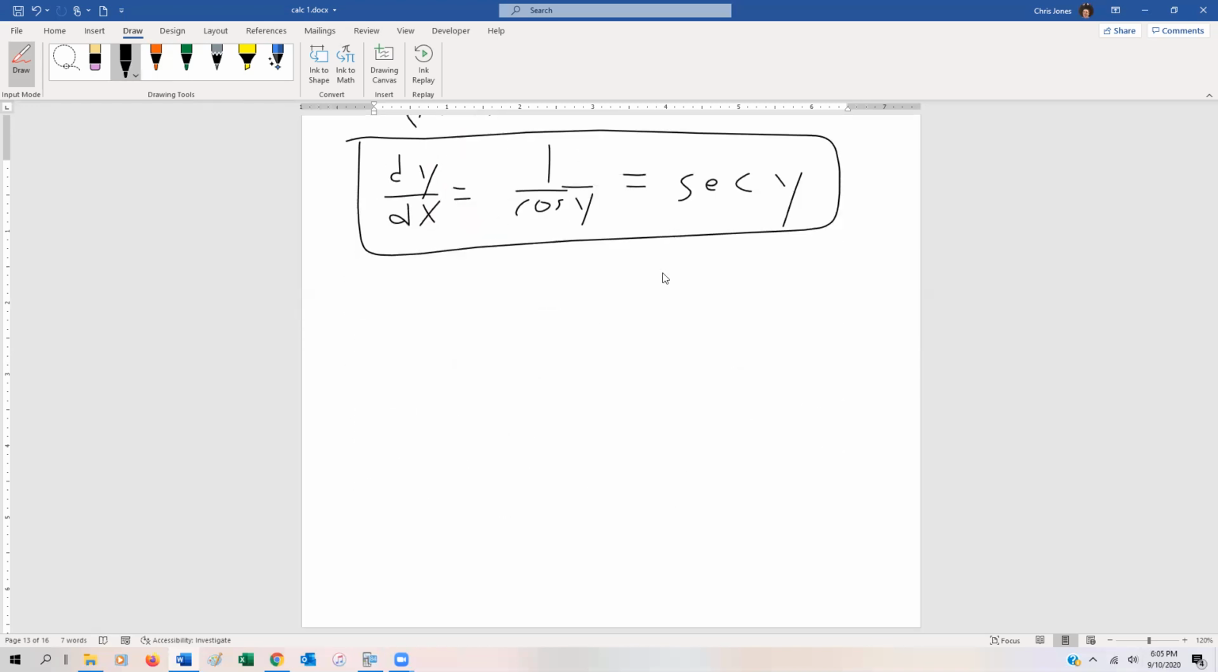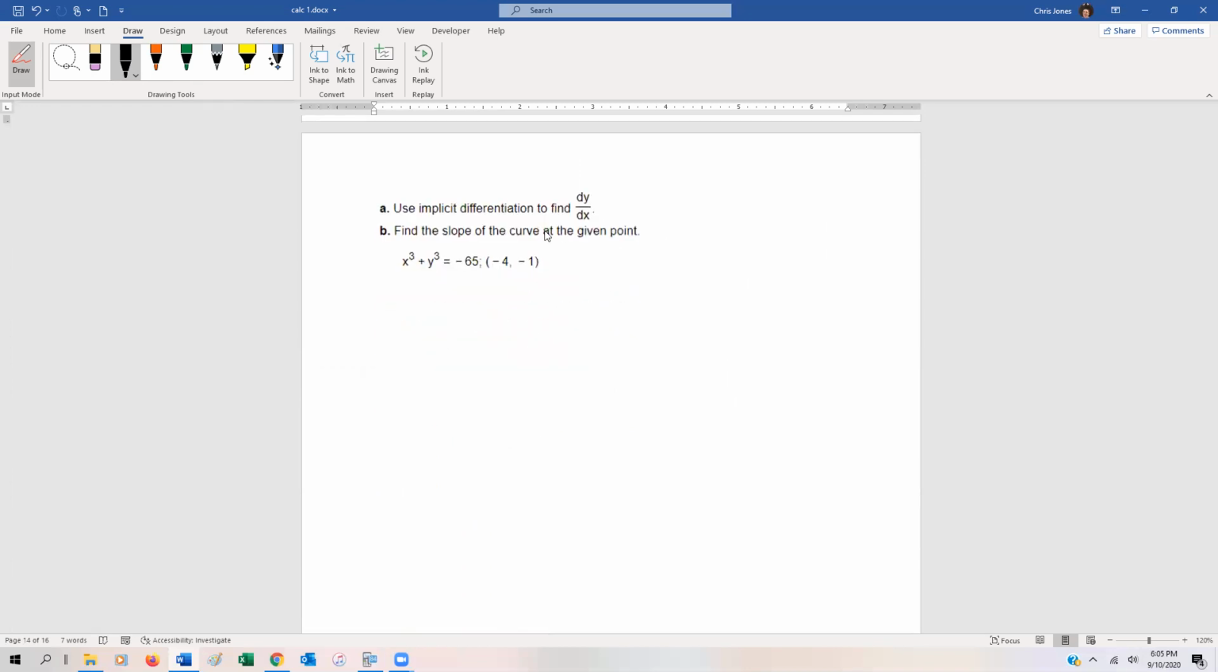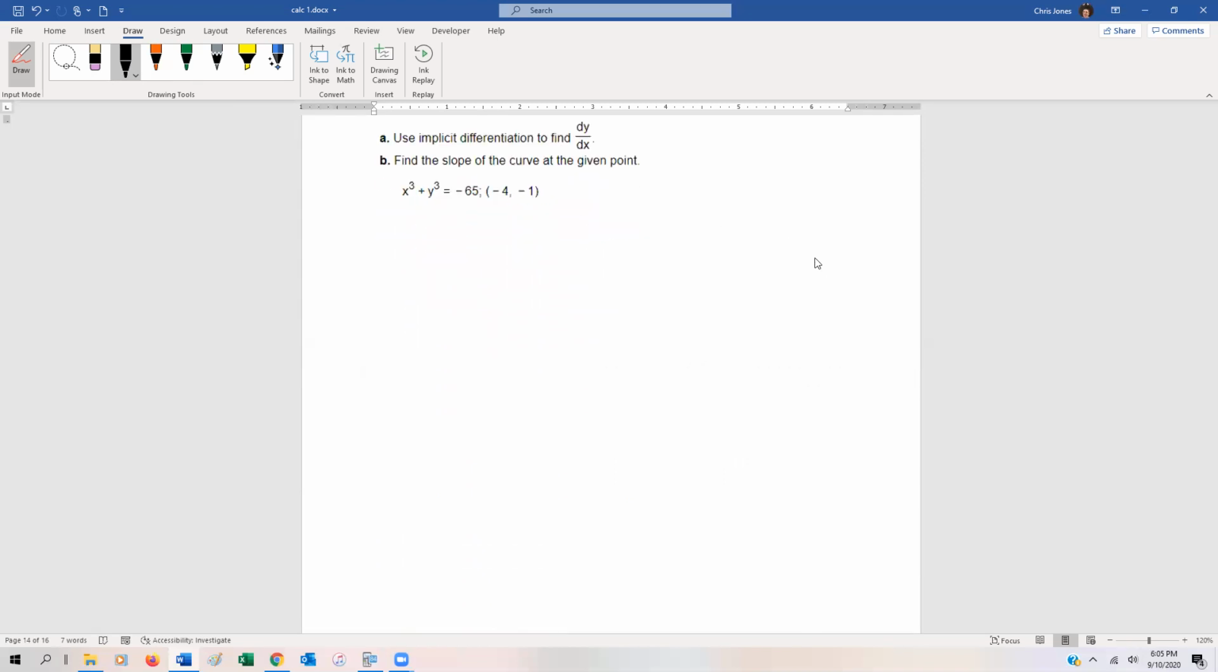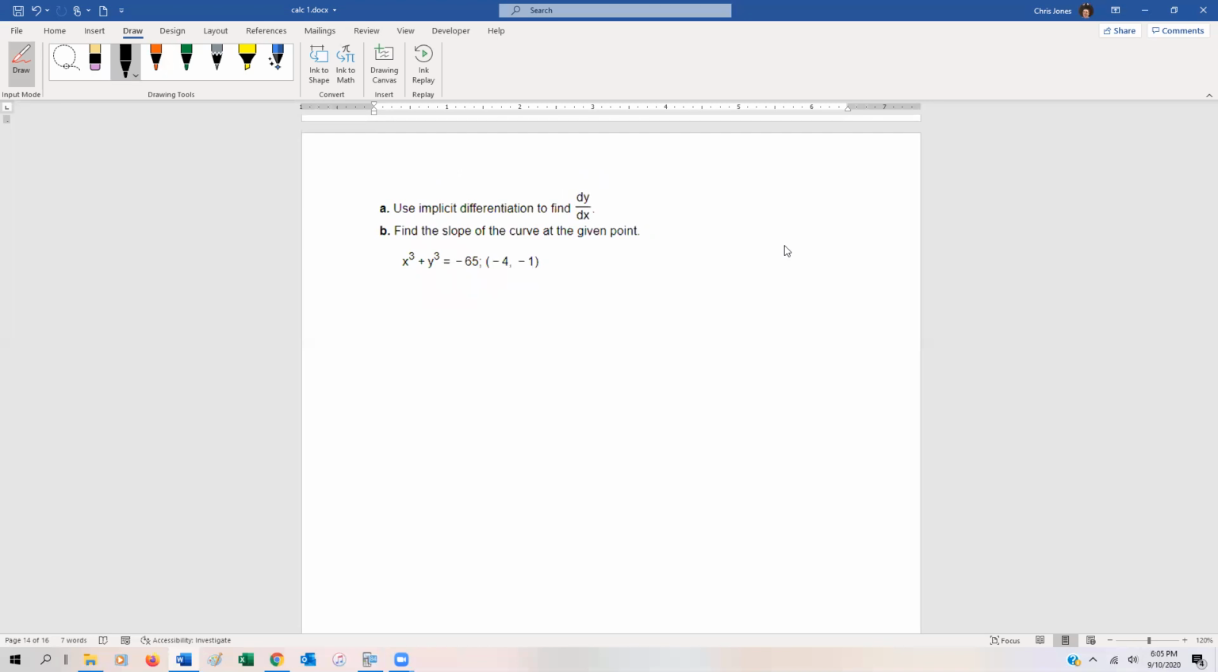Another example, and this one's a little bit more specific because it asks us to first find the implicit derivative of this relation, and then to find the slope at the given point. All right, so let's go ahead and do this. We're going to take care of business as normal.